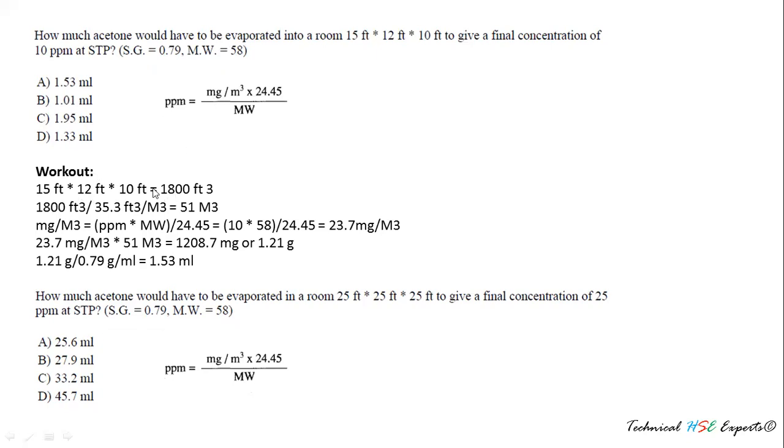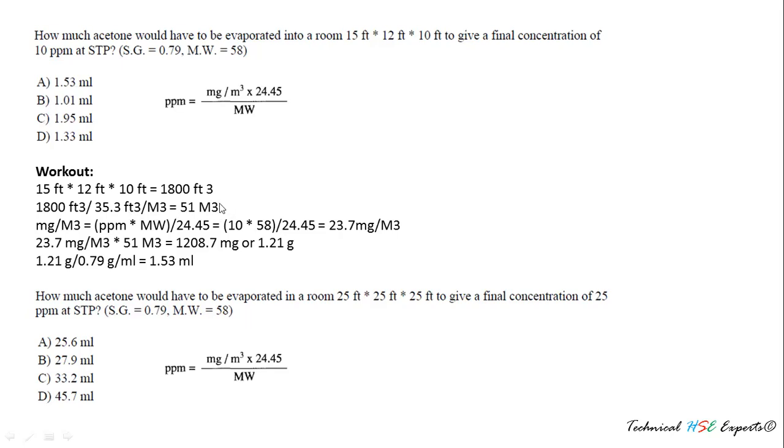Step: they have identified the volume first, and it's in feet cube. But in the formula we have meter cube. So they have converted feet cube to meter cube. To do that, we need to divide the value by 35.3. If you are not having that previous note, you can note down this value.